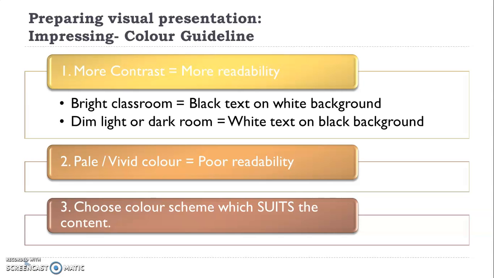text on white background can be used for the presentation for more contrast as well as for more readability. If we have the dim light or dark room, the white text on black background is advisable for more readability by the audience. If we use the pale or vivid color, it gives the poor readability. So avoid the use of pale or vivid colors in your presentation. Choose colors and their schemes which suit the content accordingly.